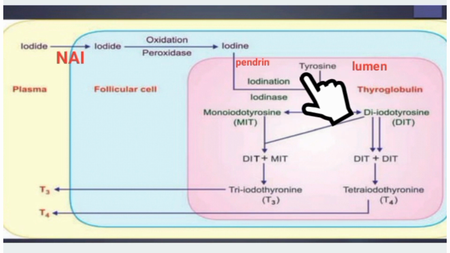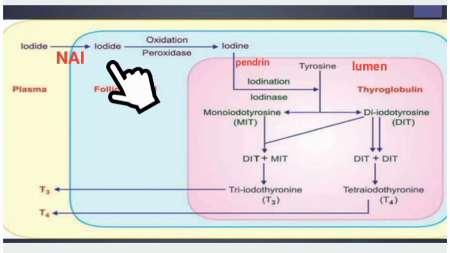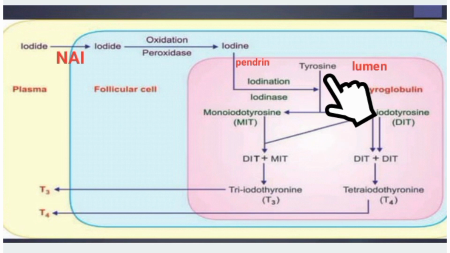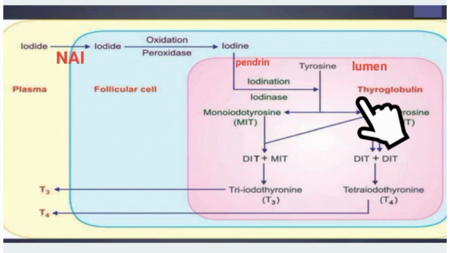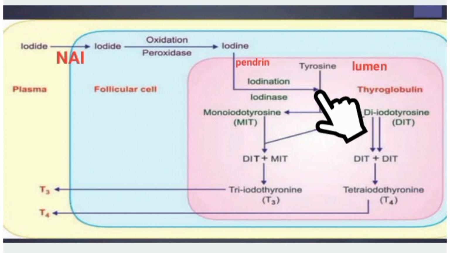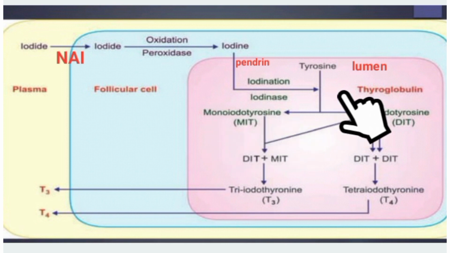As we discussed previously, the third step was organification. The first step was iodide trapping. Simply iodide came inside follicular cell. The second step was oxidation, where iodide was converted into iodine, and then third step was iodination of the tyrosine residue of the thyroglobulin. Iodination of the tyrosine basically forms your monoiodotyrosine.